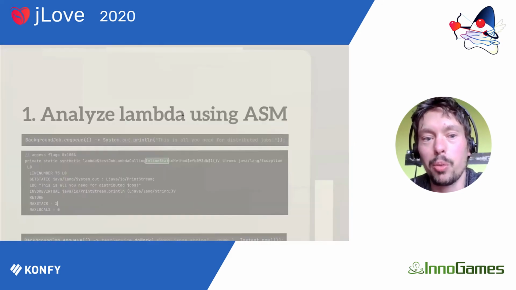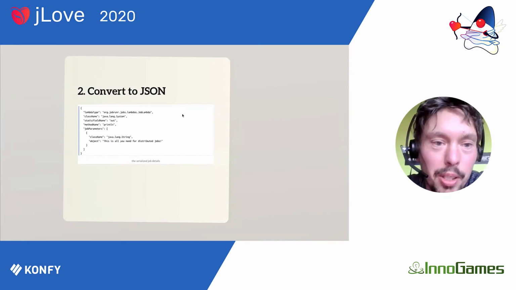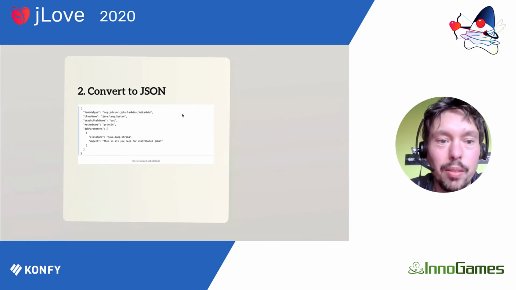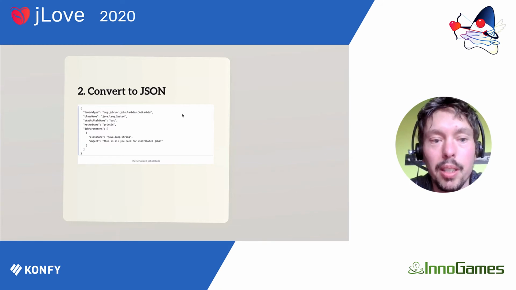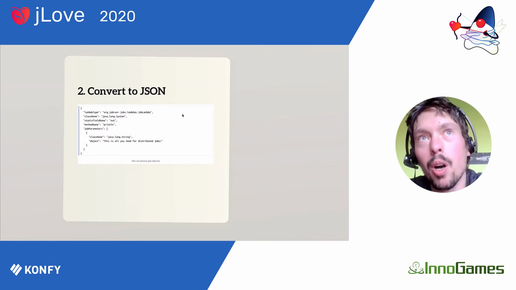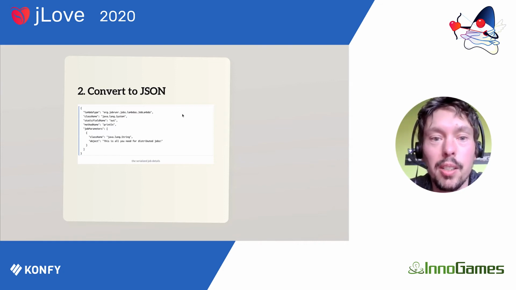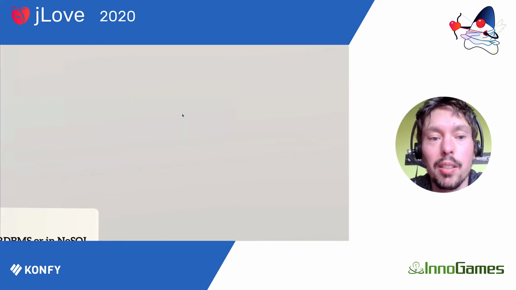So this was the part where we analyzed the lambda. Then what happens with all the information that I collected, I convert that to JSON. And in this JSON, it specifies which class you want to run, which method you want to run, and all the parameters. How do I get the parameters? Well, they are in fact all serialized using either FasterXML Jackson or any BSON compliant library. JSON is also supported.